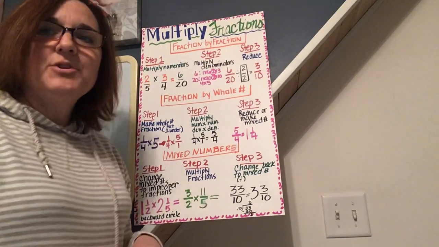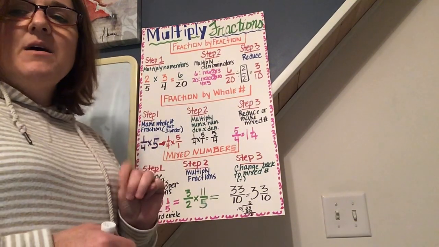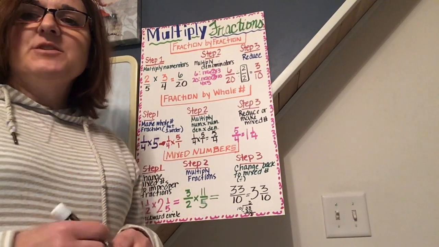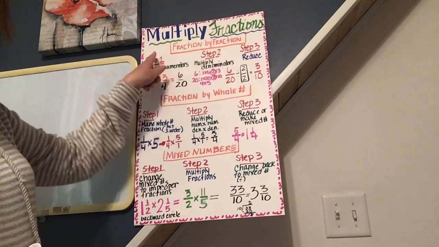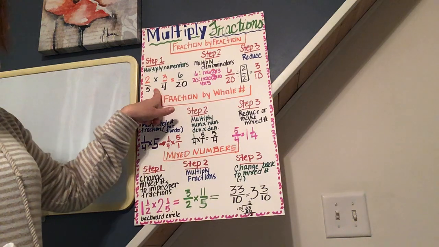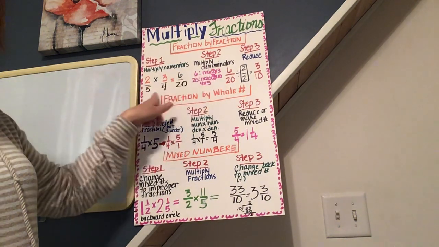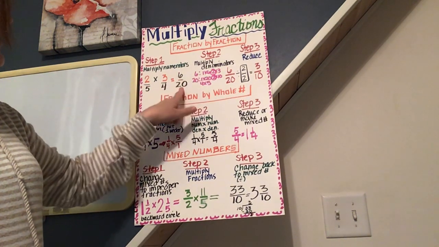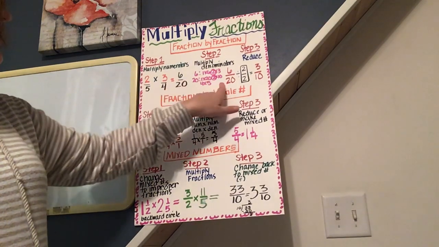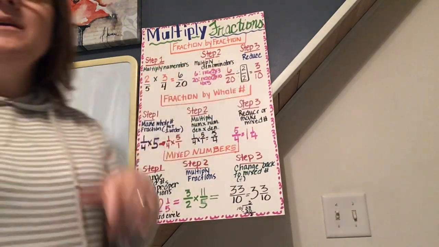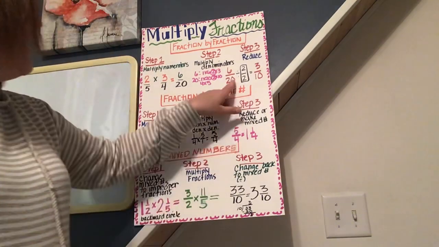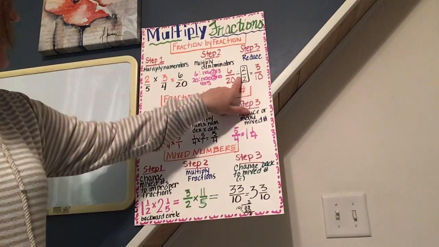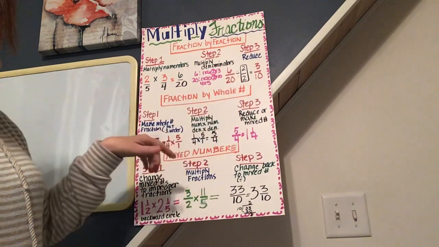So the very first thing I want to show you is that there are three different types of multiplication of fractions. The very first one is fraction by fraction, so multiplying fraction by fraction. Step 1, multiply your numerators. Step 2, multiply your denominators. When you get your answer, again, just multiplying straight across, you're going to have to reduce that, okay? Remember, reducing is another name for simplifying your fraction, and you're going to find your common factor, and you're going to make it smaller by dividing.